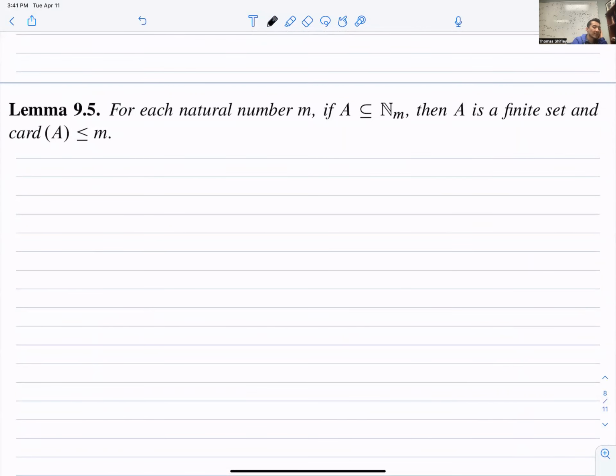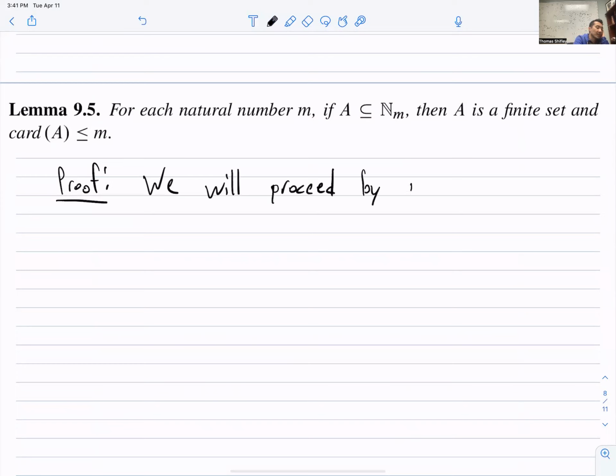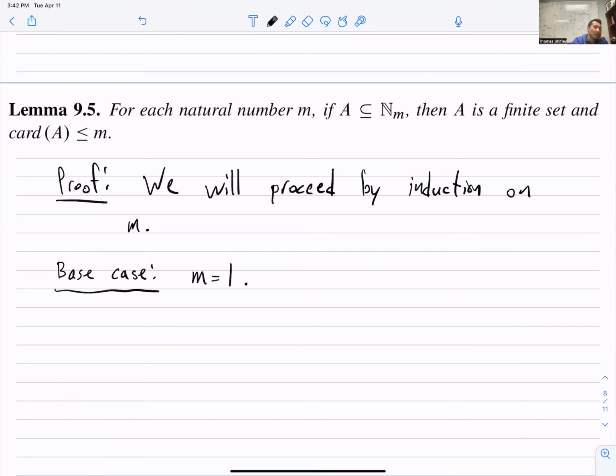For each natural number m, if A is a subset of N sub m, then A is a finite set, and the cardinality of A is less than or equal to m. And so to do this one, we're going to proceed by induction on m. So proof. So we will proceed by induction on m. So base case, m equals 1. If m equals 1, there's two possibilities, right? A is either equal to the empty set, or A is equal to the set {1}.